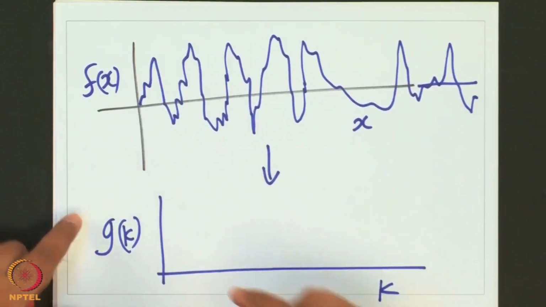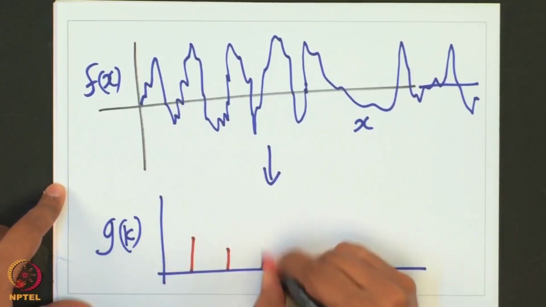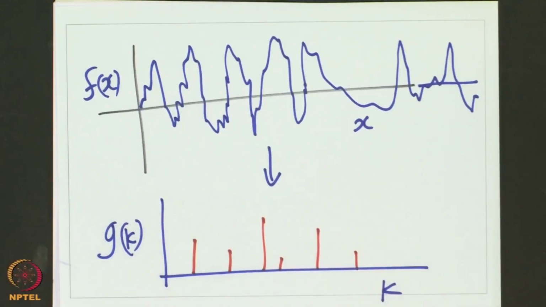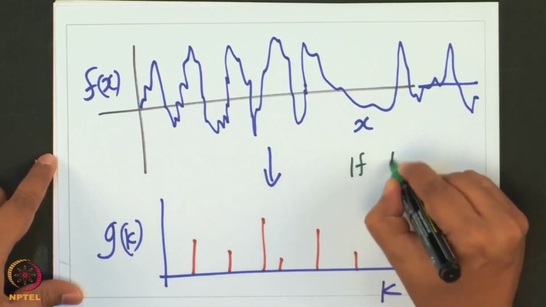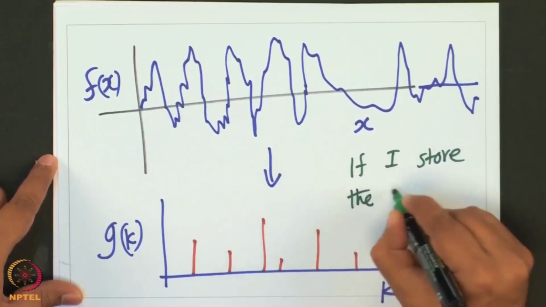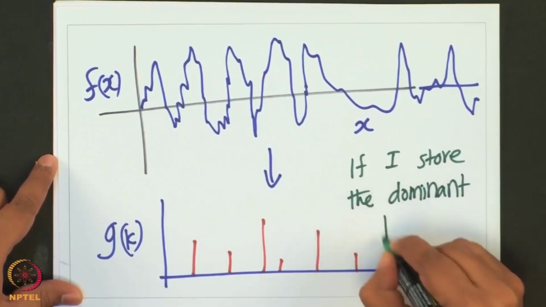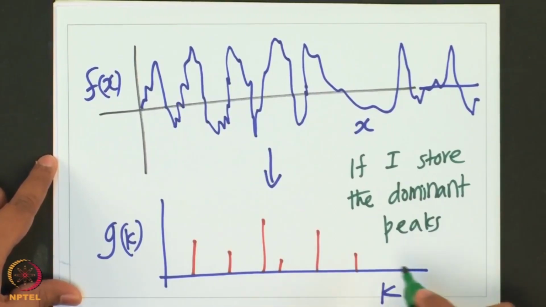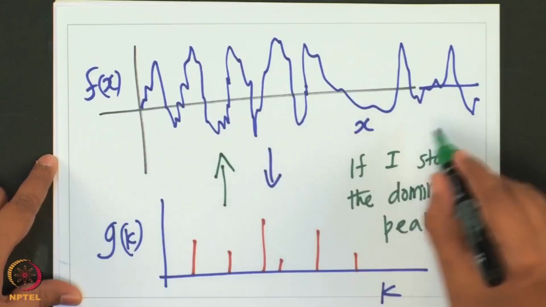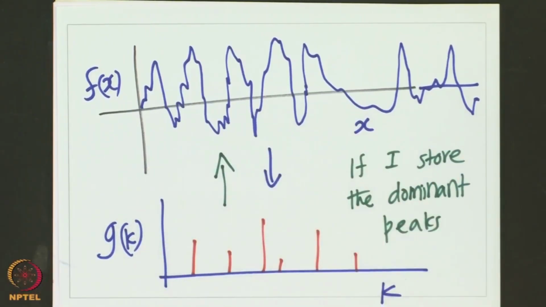Now, imagine that this g of k looks something like this. If I store this much information, that is the peak positions and the height of the peak, only two pieces of information here, I can construct this back. And if I store only the dominant peaks, so I might have very small peaks which are negligible, but if I store only the dominant peaks, I can reconstruct approximately this music.